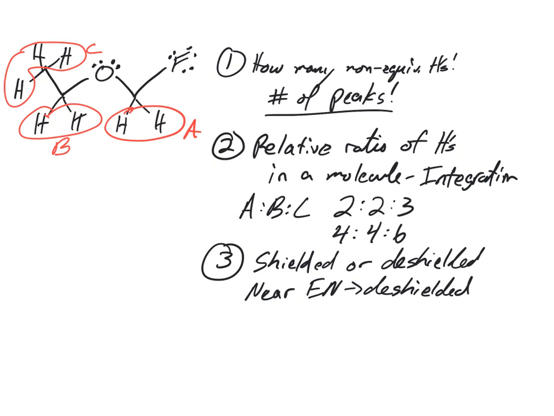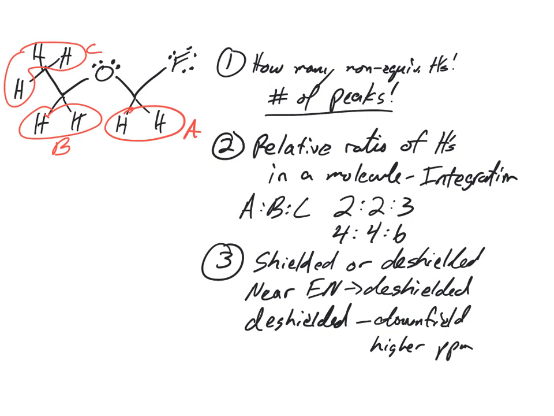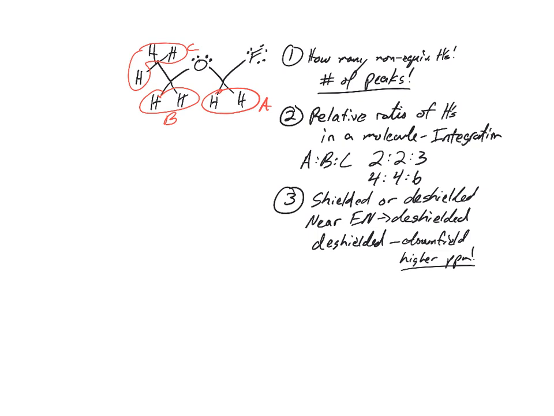The only other thing about this, if you're de-shielded, where would you be in the spectrum? Upfield or downfield? De-shielded, downfield. Which means higher numbers or lower numbers? Downfield means higher ppms. Good. Higher numbers. Excellent.